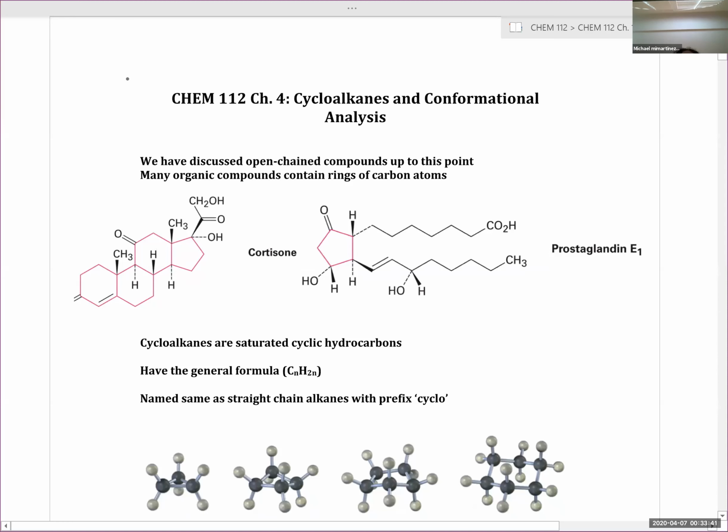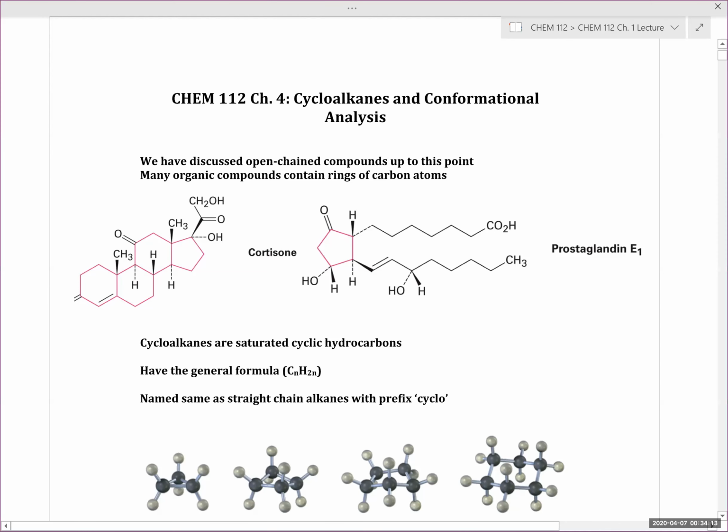Okay, so today we're going to be talking about cycloalkanes, so cyclic systems, and conformational analysis for cyclic systems. So we previously discussed open chain or straight chain compounds, but most organic molecules, such as the prostaglandins, which are quite famous molecules, have cyclic systems with stereochemical information.